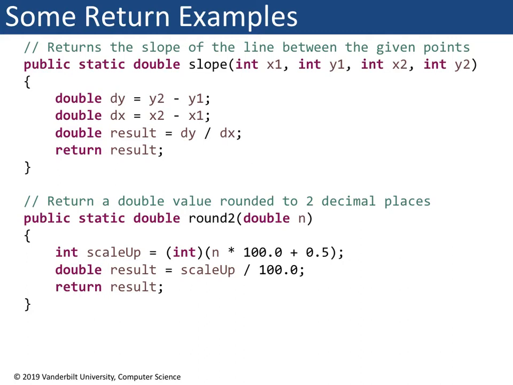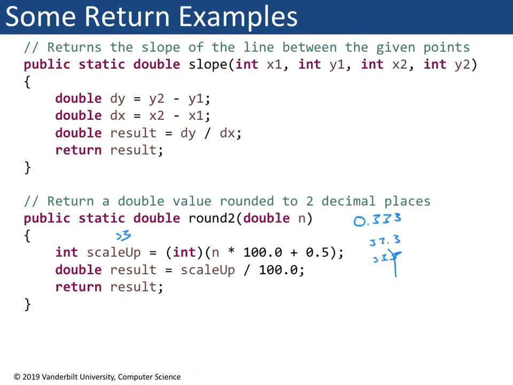So let's make this concrete really quickly, how this algorithm works. Let's use the number 0.333 as an example for n. So n equals 0.333. So n times 100 will be 33.3. And then we add 0.5. So this will be 33.8. Then we're going to cast that to an integer. So we will drop the decimal, and we wind up with 33 being stored in scale up.